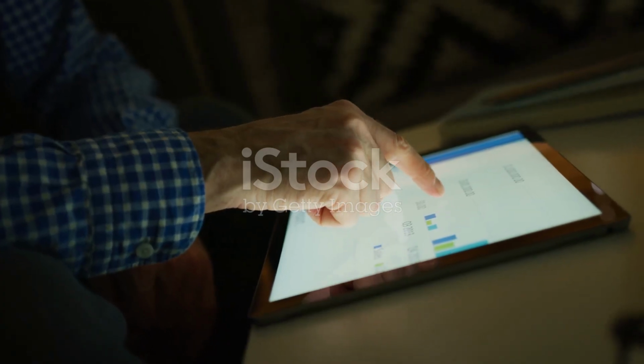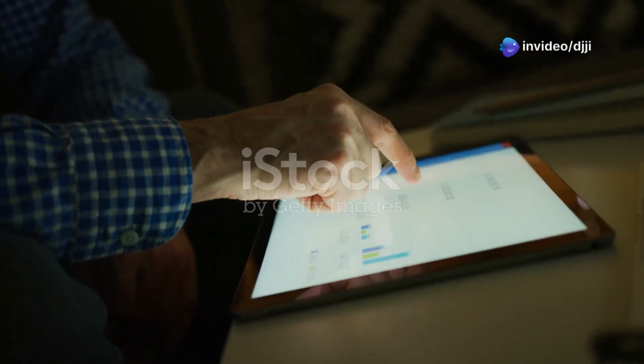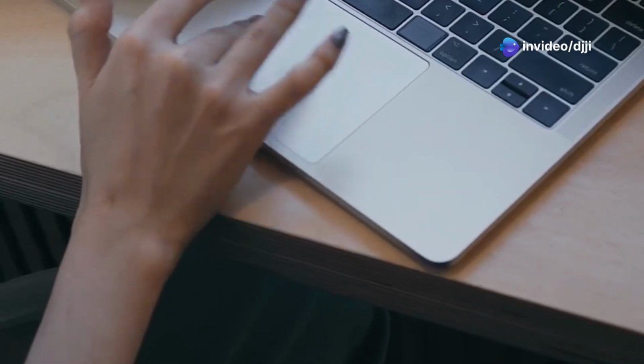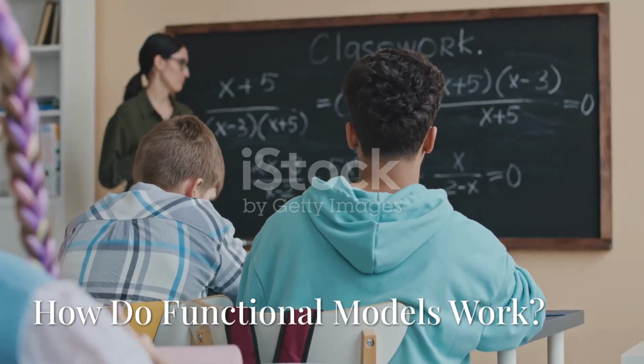A functional model, in the context of representing data, is a structured way to illustrate how data is processed or transformed within a system. It focuses on the how of data manipulation, showing the operations and functions that convert input data into output data.